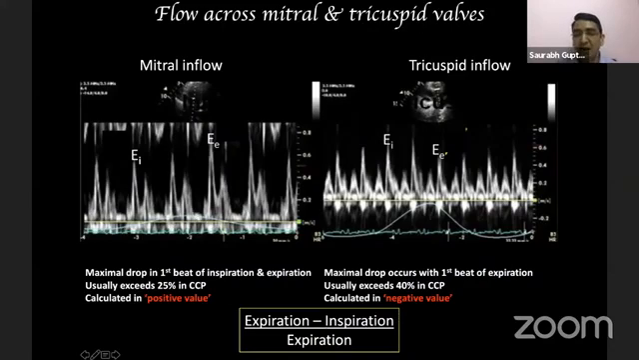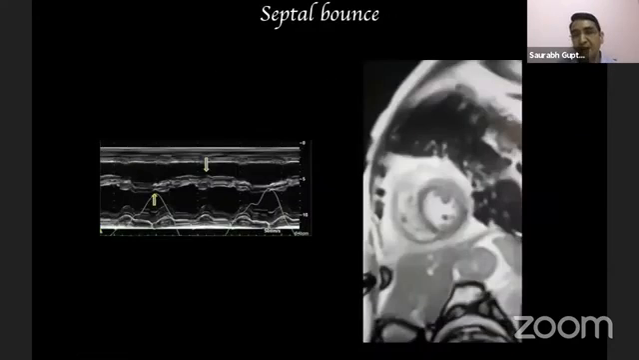So if you see mitral inflow, then it will be expiration minus inspiration divided by expiration. Now, since E is higher here, this value will come in positive, while the opposite will happen on the tricuspid side, and therefore this value will be negative. So this is again a sign of exaggerated ventricular interdependence.